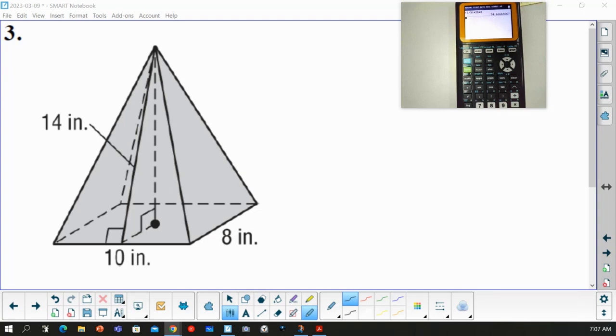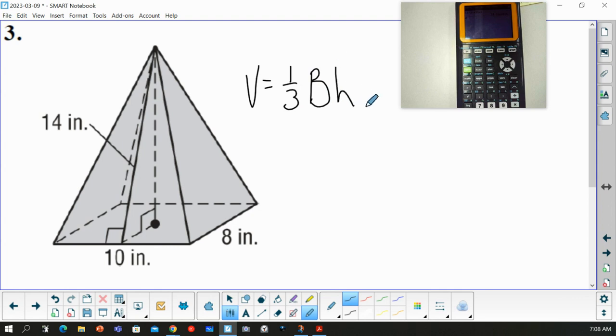All right, let's do problem number 3. This is a pyramid. We need to find the volume of this pyramid. Volume equals 1/3 area of the base times the height. So let's find that area of that base.